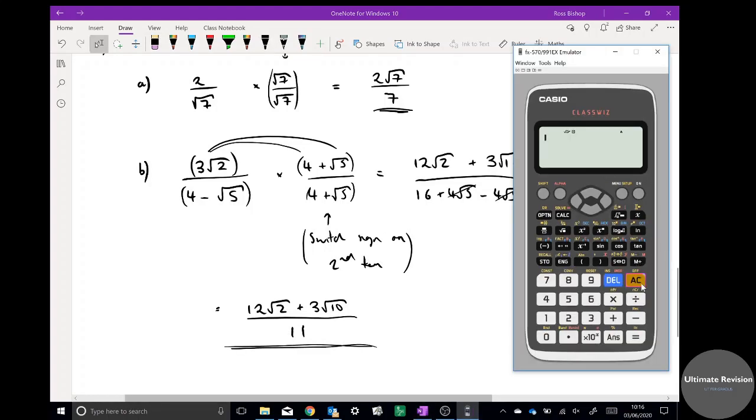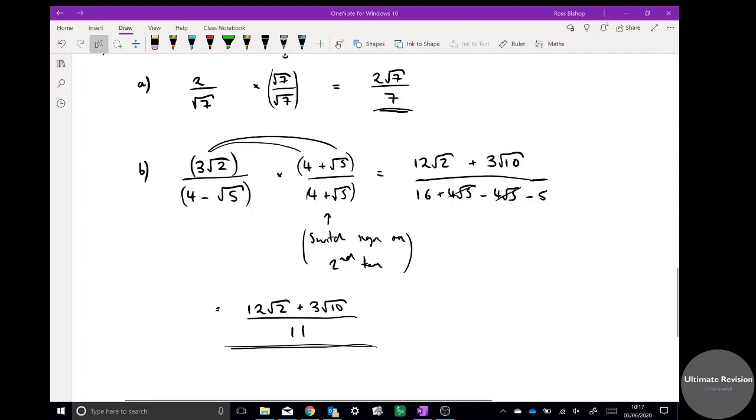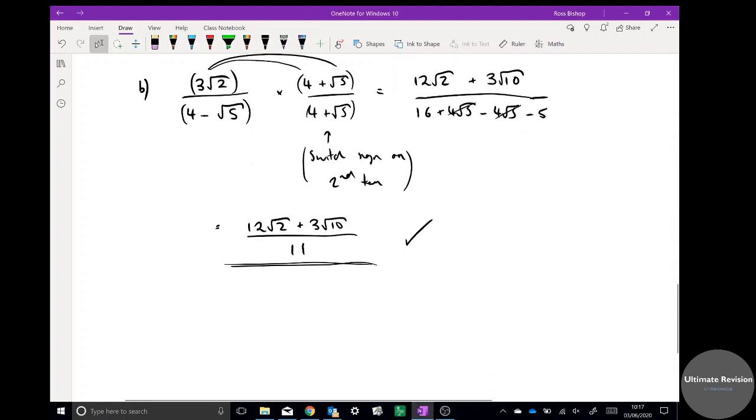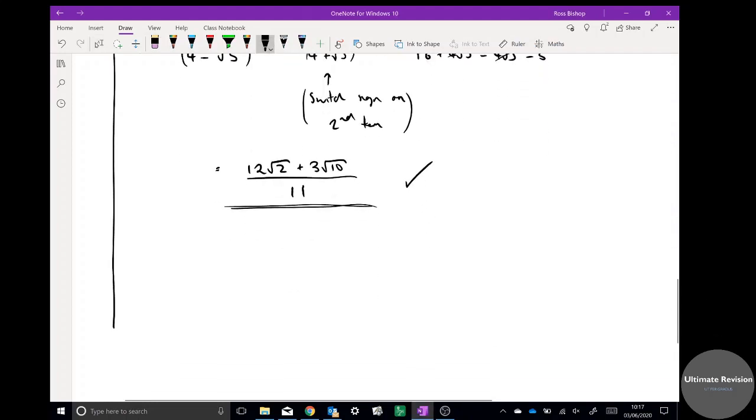Again, let's do a quick check and hope I haven't made yet another silly mistake. The calculator will rationalise it for you. Yes, I have got it right, slightly different order, but that's absolutely fine. And there we go. Okay. Right, that concludes today's session on surds.